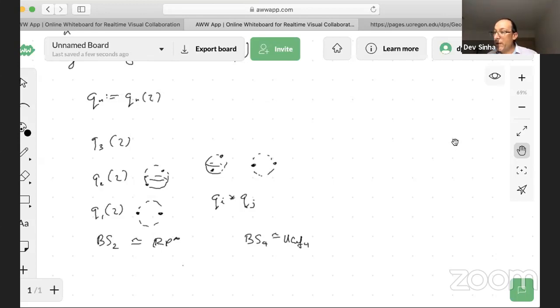But then we also have Qi on Qj on iota, if you will. And what does that look like? So for example, if i equals 1 and j equals 2, and by the way, I'm going to generally call these Q_{i,j}. So what does Q_{1,2} look like?